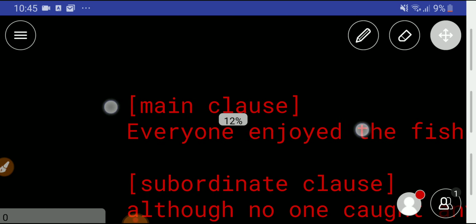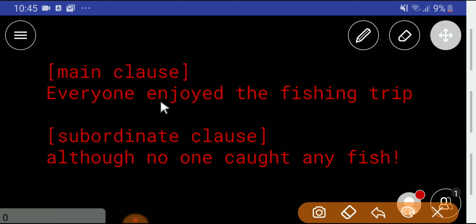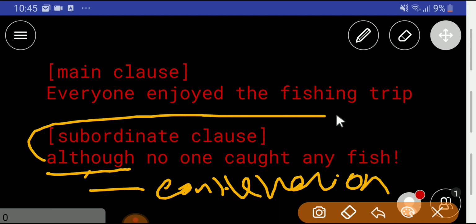Let me take another example so that you can get a clearer idea. Look here. Everybody enjoyed the fishing trip, although no one caught any fish. This "although" is a conjunction, right? Before "although" we didn't get any noun that it modifies. The fishing trip is the object of "enjoyed," and "although" is not modifying the noun "fishing trip." It is just a conjunction.